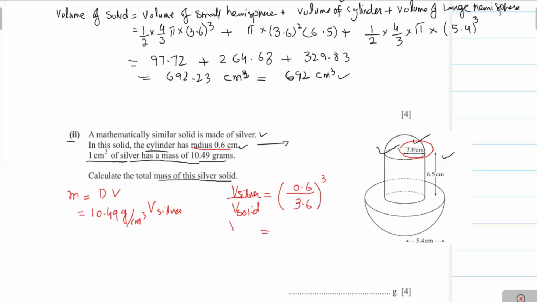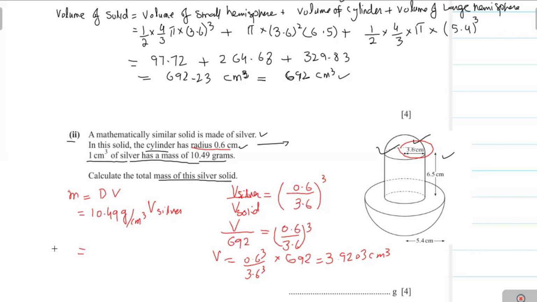Now you know the volume of the solid is 692. We write here 692, and 0.6 over 3.6 cubed, and this volume will be equal to 0.6 cubed over 3.6 cubed multiplied by 692, and this value equals 3.203 cubic centimeter. Now we put the value of volume of silver here.